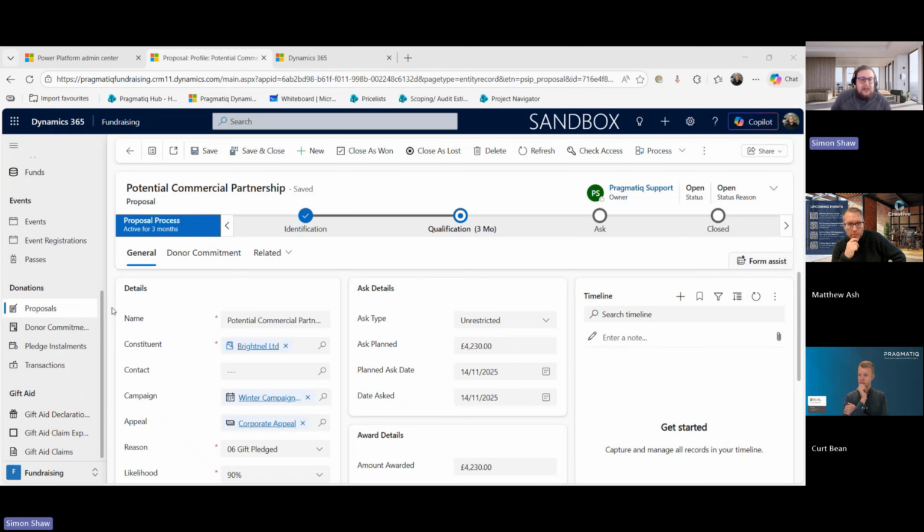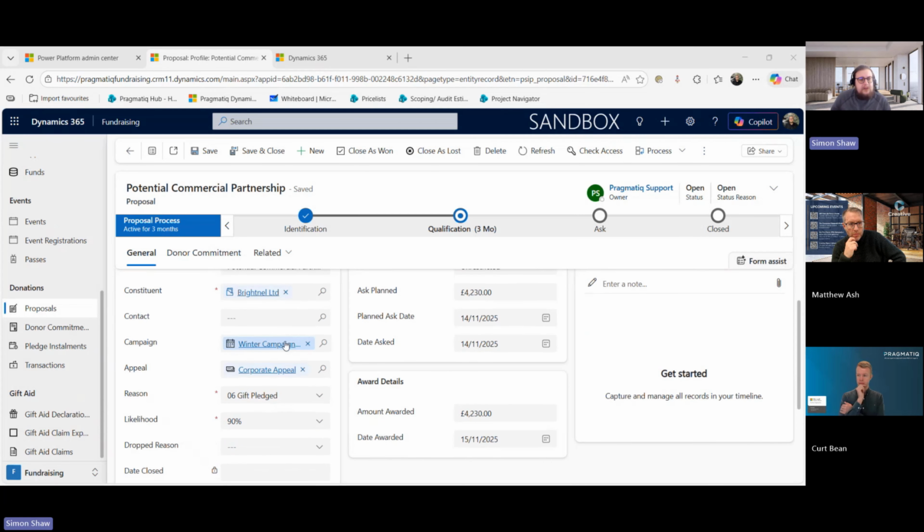So you'll firstly see that we've linked this to our winter campaign in 2025, so we can track the overall campaign that this proposal is linked to. Then the individual appeal. So we have what's called a corporate appeal, which is effectively just a way of categorizing that into a particular pot of money, so we can manage how much money we've raised for the overall campaign, but also at the individual levels of an appeal, and then record that, as I said earlier, into a specific fund.